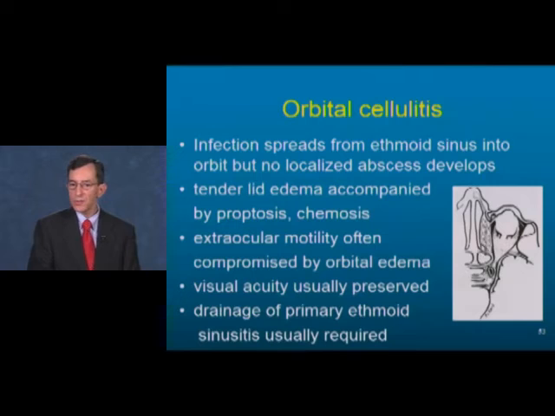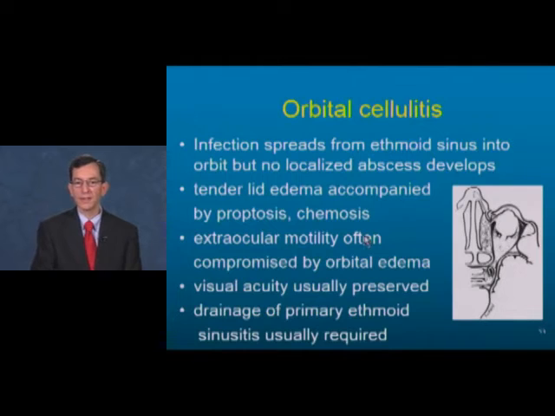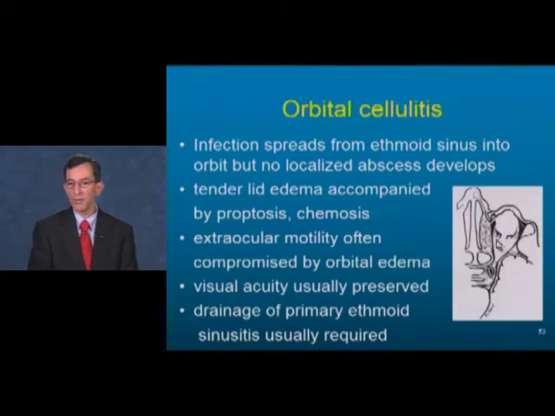So orbital cellulitis, using the same orienting diagram, represents infection that typically starts in the ethmoid sinus and spreads laterally into the orbit. So there's cellulitis of the orbital soft tissue, but no frank abscess. The lid edema is often tender. There's now forward movement of the globe because of the inflammatory mass in the posterior aspect of the orbit. There's chemosis, if you were to look at the conjunctival tissues in this patient. Extraocular motility is typically compromised because the extraocular muscles are now getting pinched by the soft tissue swelling.